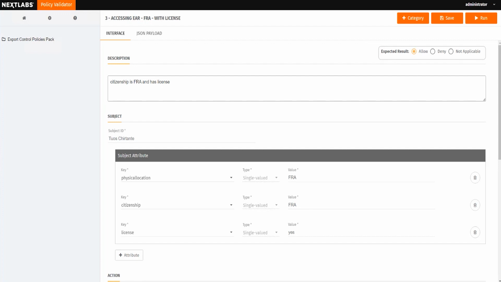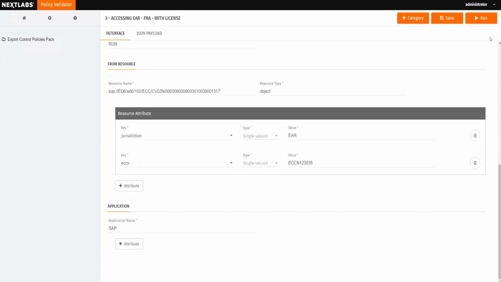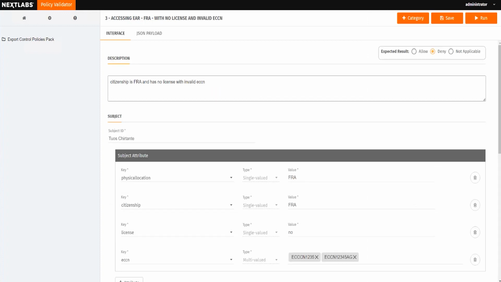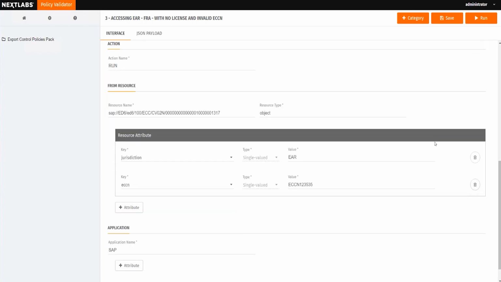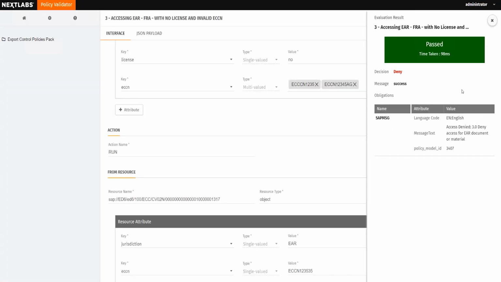In my second scenario, we also have a French citizen, but with a license. Let's run this test case. Our test case is passed and our decision came out allowed, because this user satisfies our sub-policy, allow licensed user. In my third scenario, we have a French citizen with no license and also a wrong ECCN compared to the resource ECCN. Let's run our test case. We get a denied decision because the ECCN of the user and the resource does not match up.